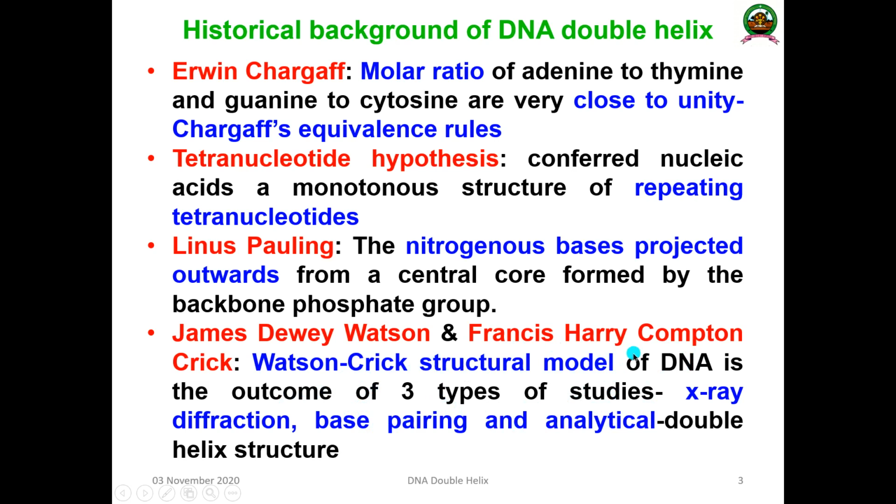It has happened in 1953, by these 3 scientists. That is X-ray diffraction, base pairing and analytical studies. Based on these 3 studies, they proposed a double helical structure of DNA. For that particular study in 1962, they won the prestigious prize with Maurice Wilkins.